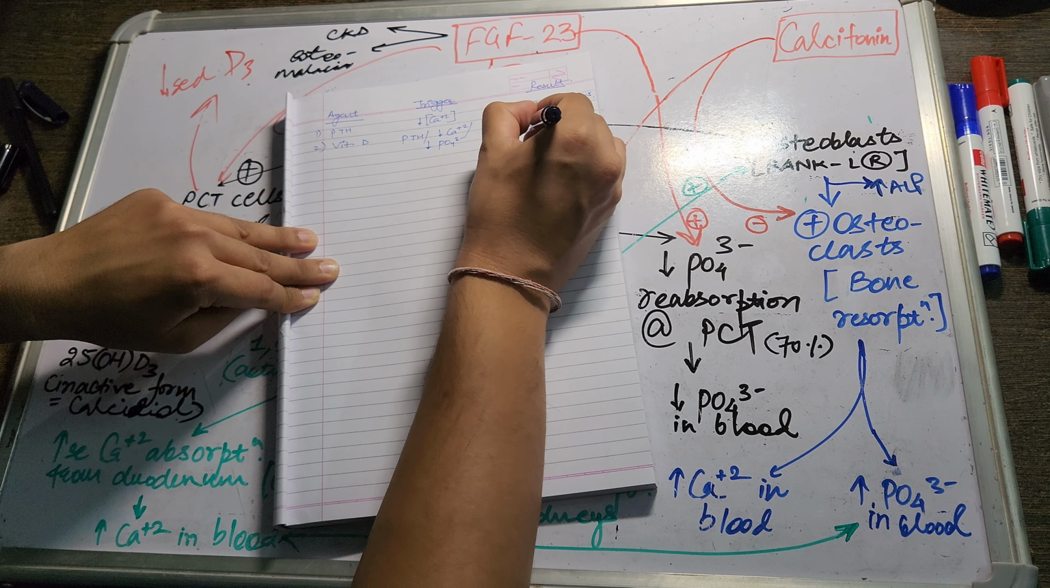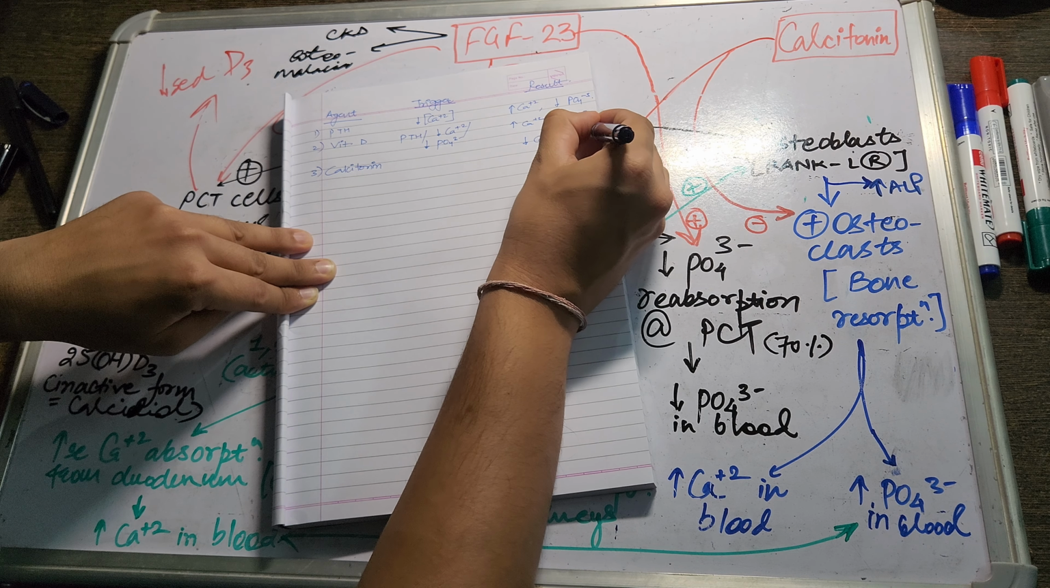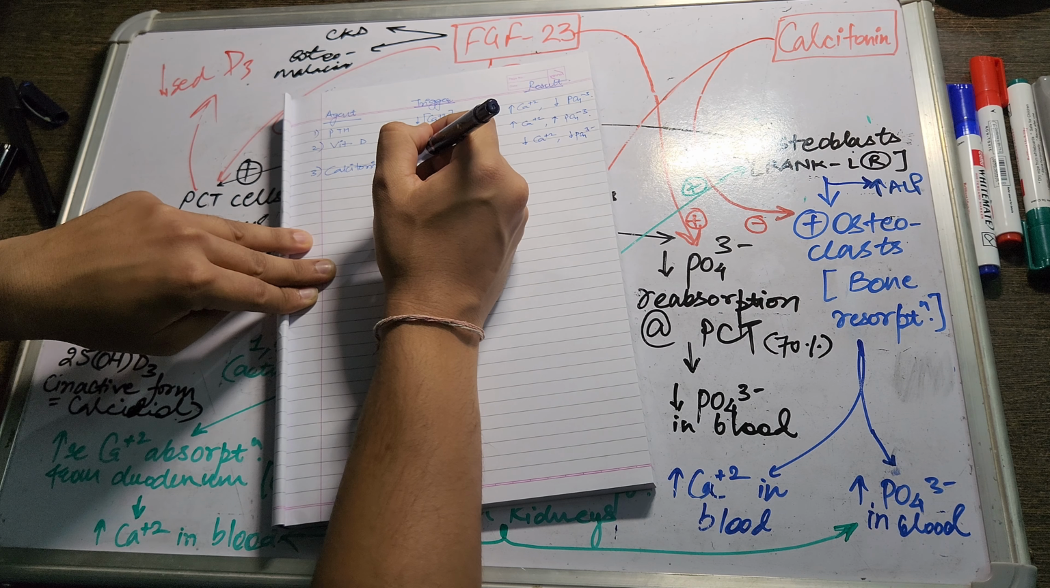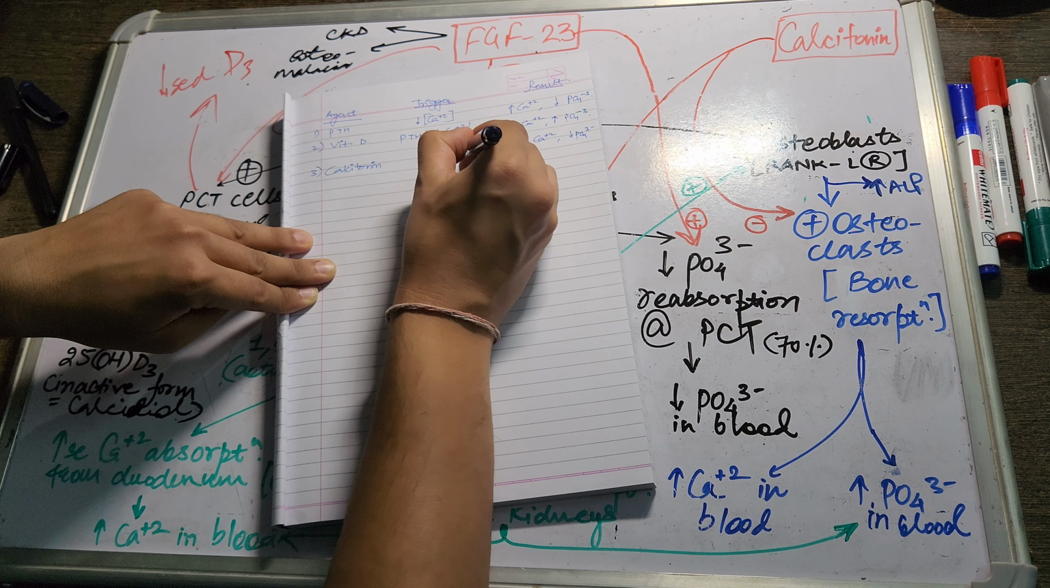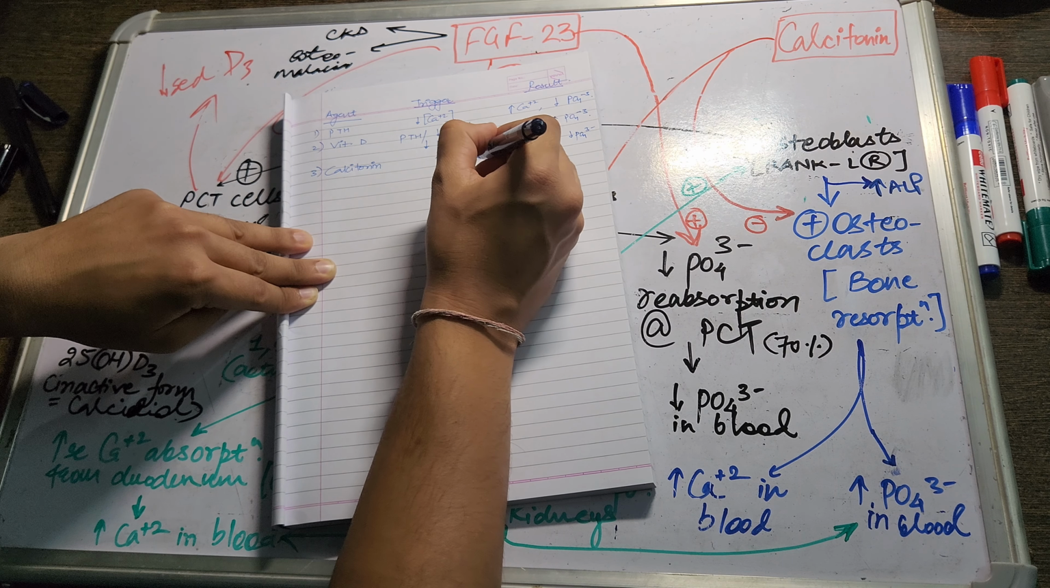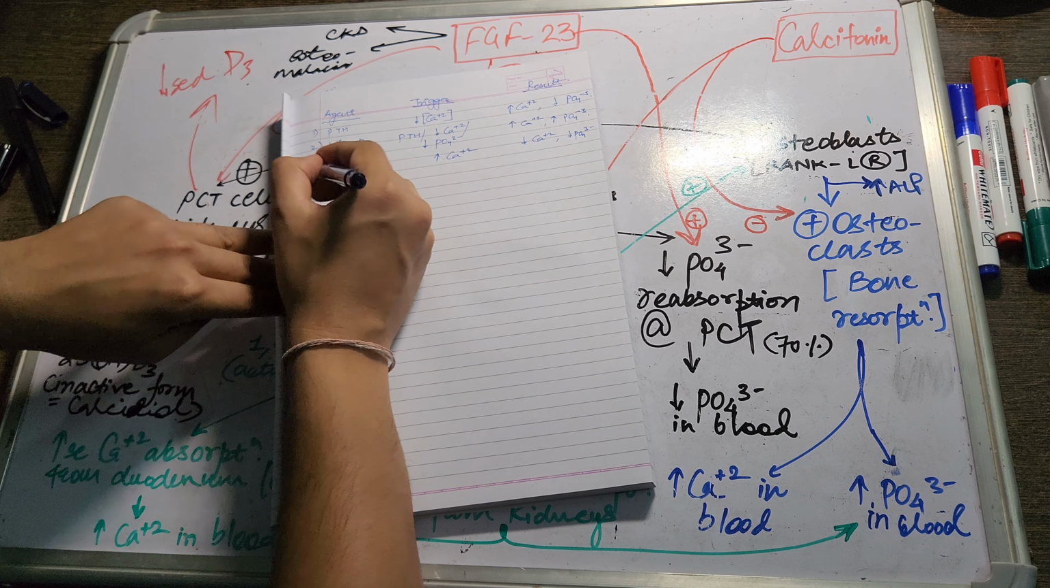Now coming to the calcitonin. Calcitonin, as I already taught you, is just opposite of vitamin D3. Vitamin D3 is increasing concentration, so calcitonin will decrease both of their concentration. And what is the trigger of calcitonin? The trigger of calcitonin is increase in calcium concentration. Okay, whenever there is excess calcium in the body, calcitonin is increased.